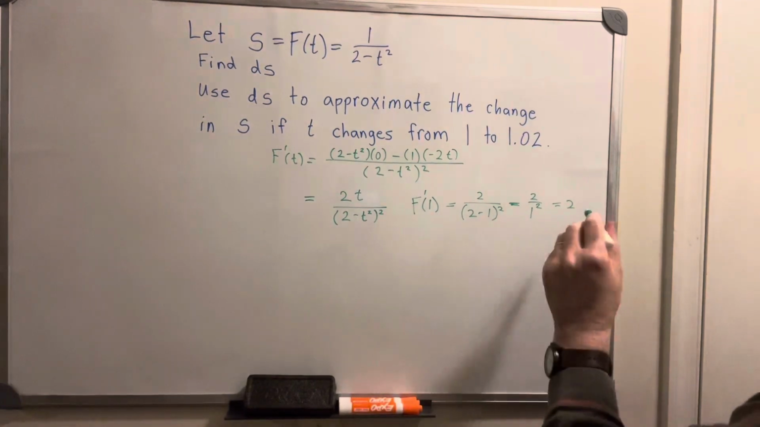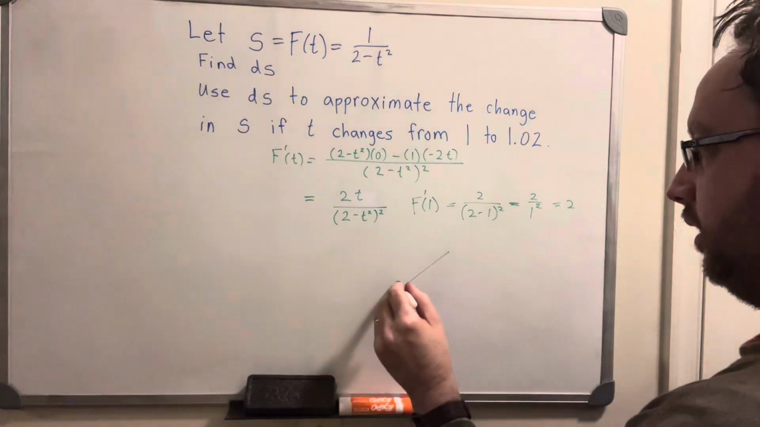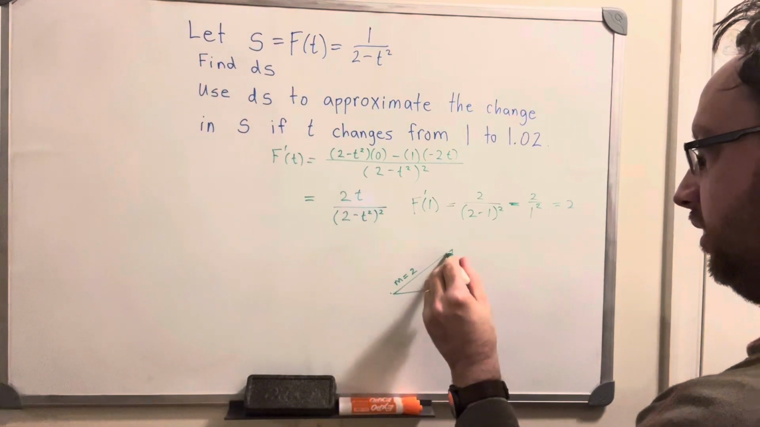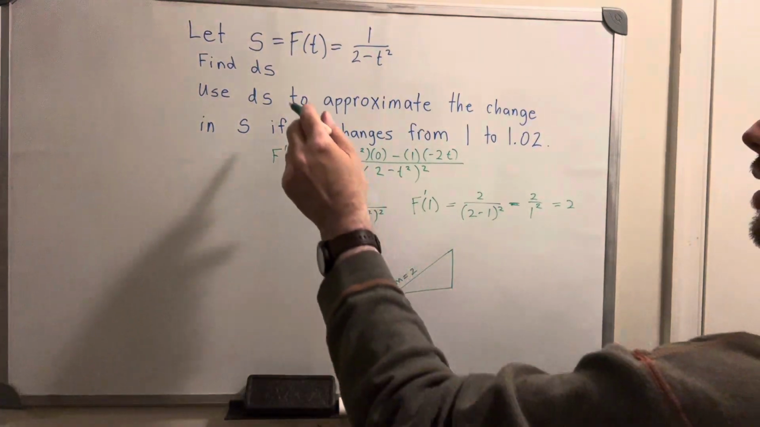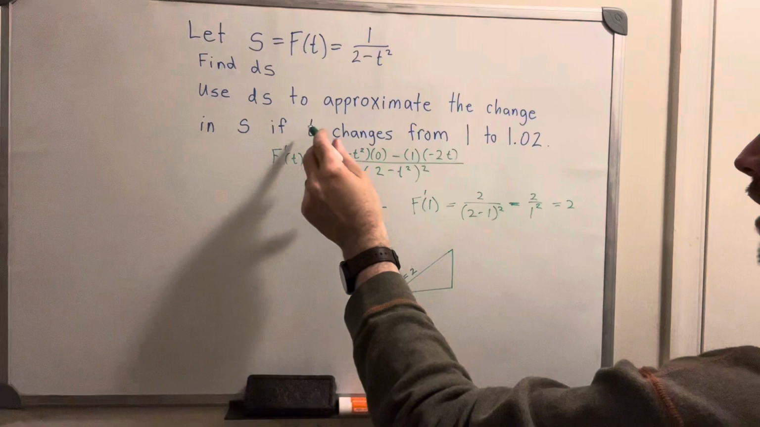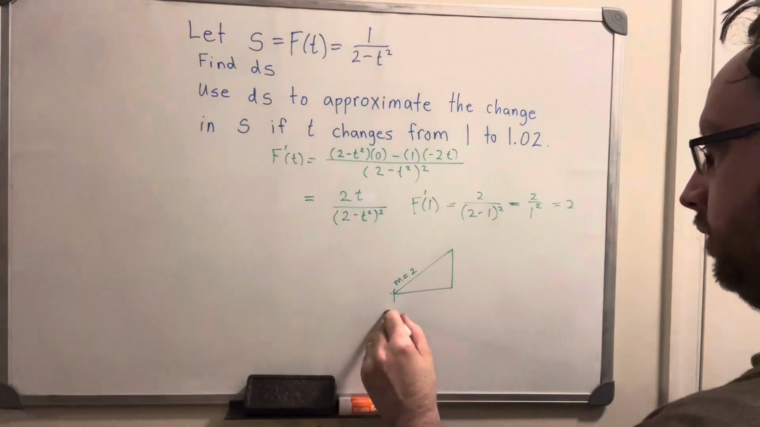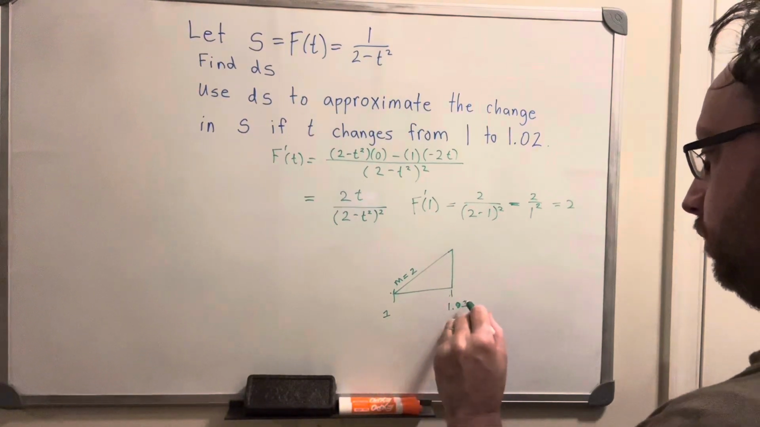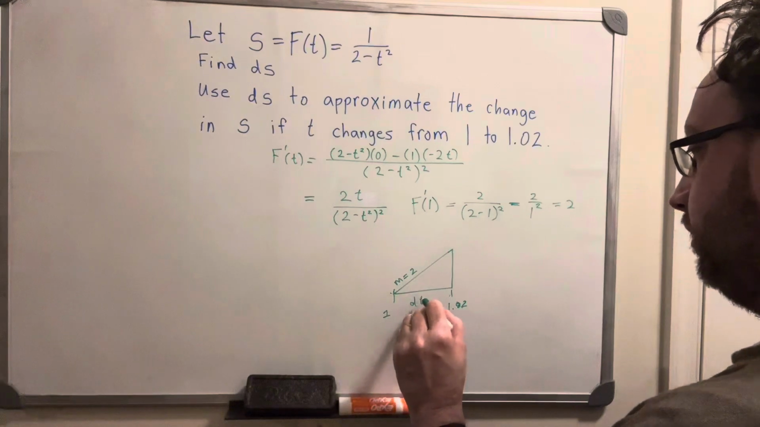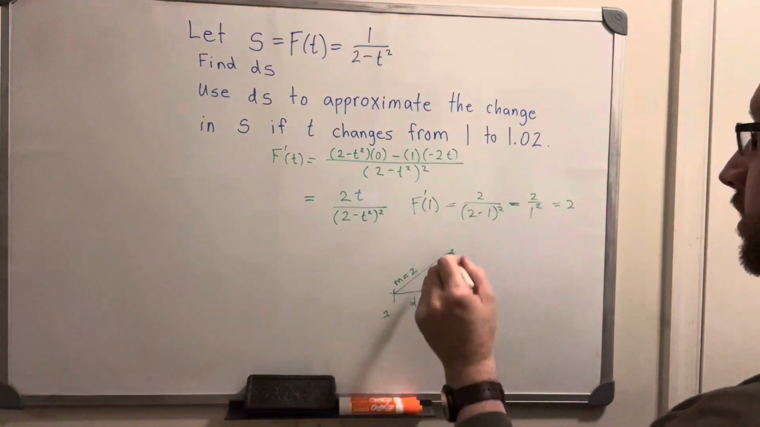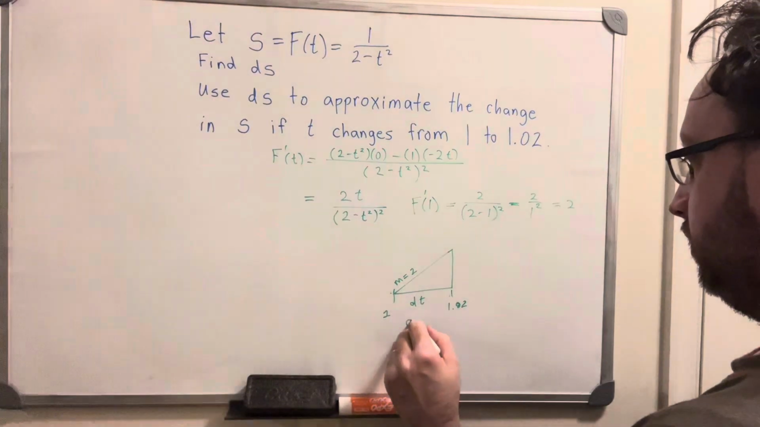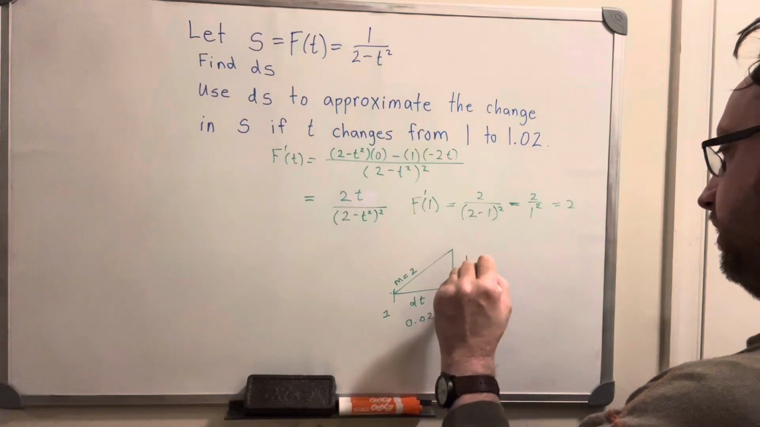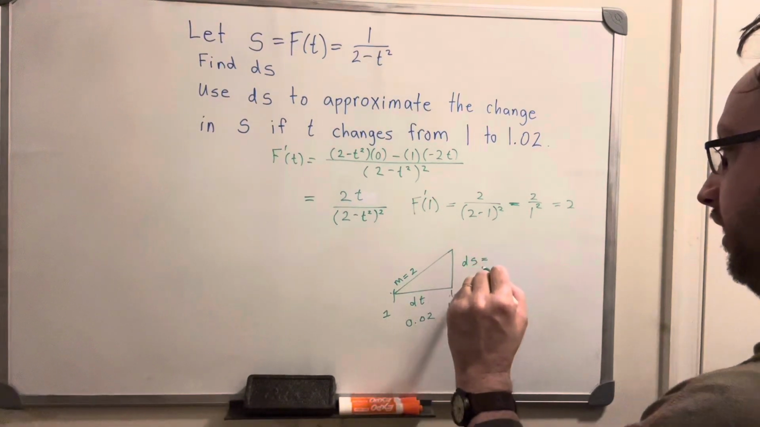So now we know the slope is 2, and we said t changed from 1 to 1.02. So what is dt? It's the difference between 1 and 1.02, 0.02. And this right here is ds, the differential change in s.